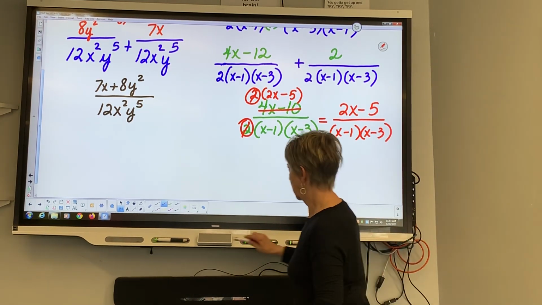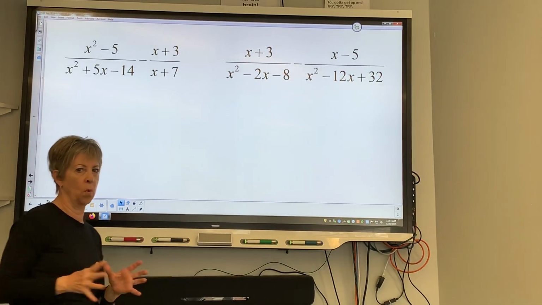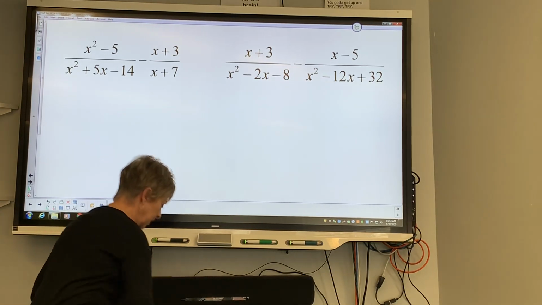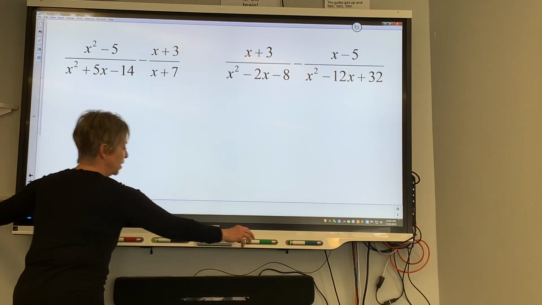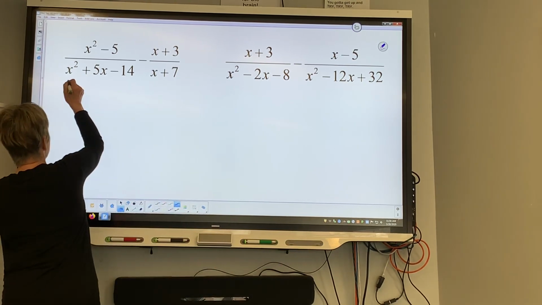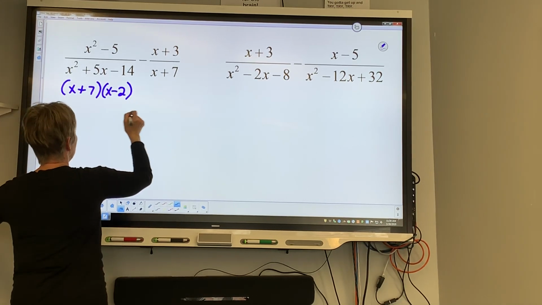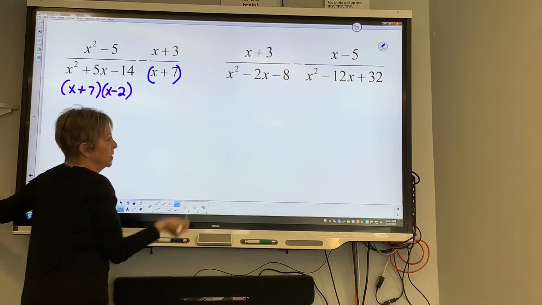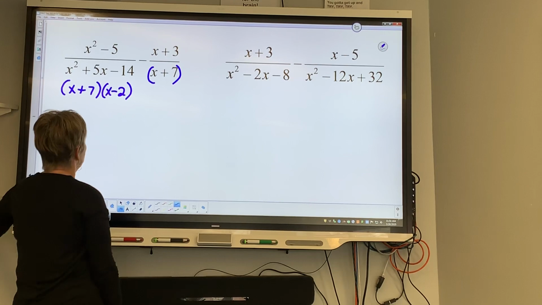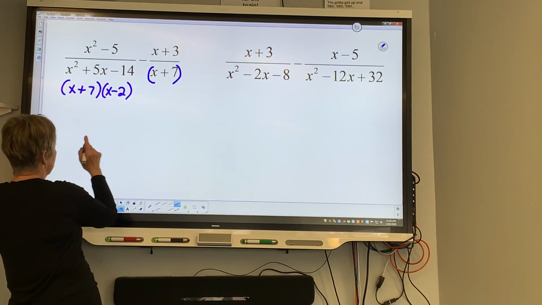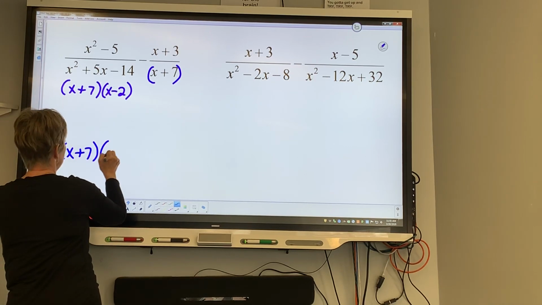Okay? All right. So now let's do 2 more that aren't quite as easy here. So, first things first, we need to factor the denominators. X plus 7, x minus 2, and this one is just x plus 7. That's prime, I can't factor it at all. So that tells me my least common denominator is going to need 1 x plus 7, and it's going to need an x minus 2.